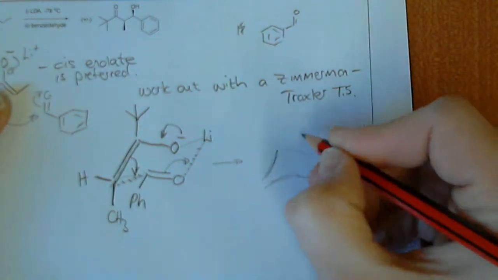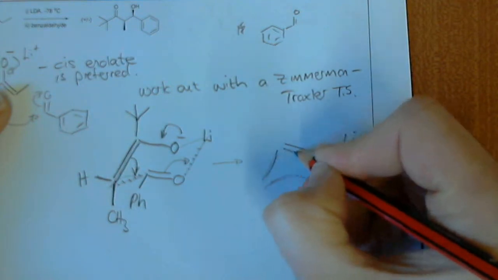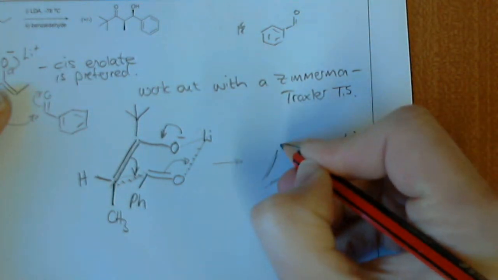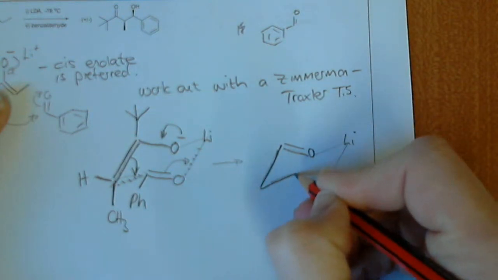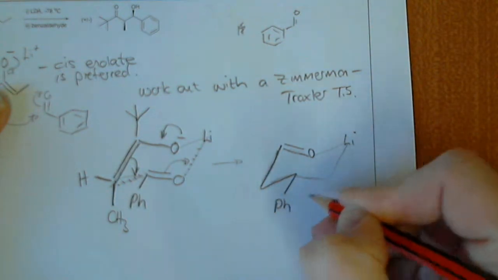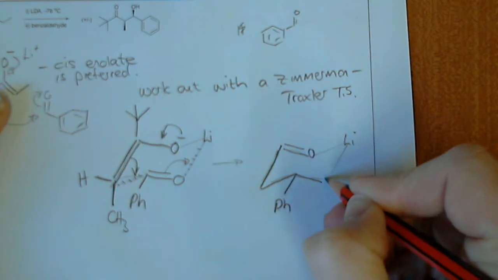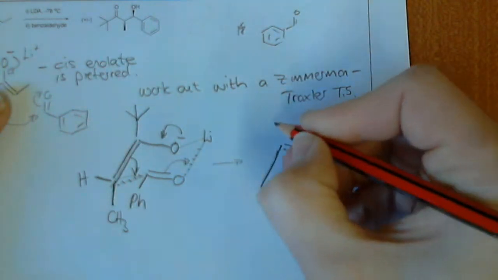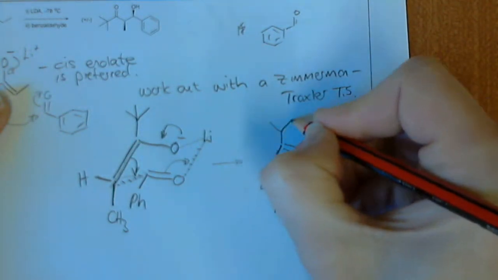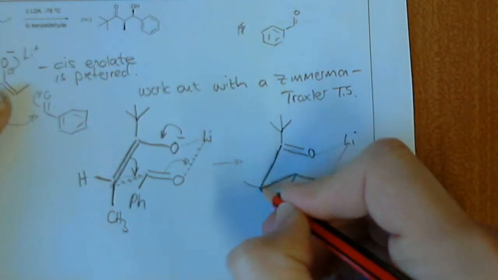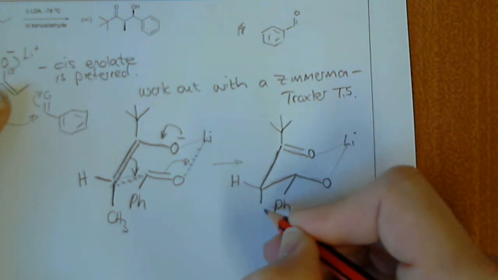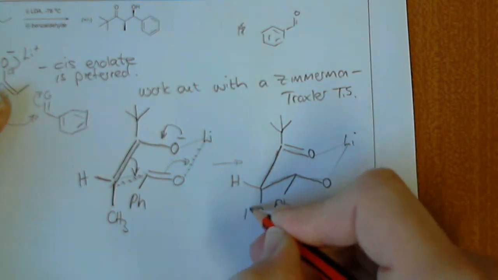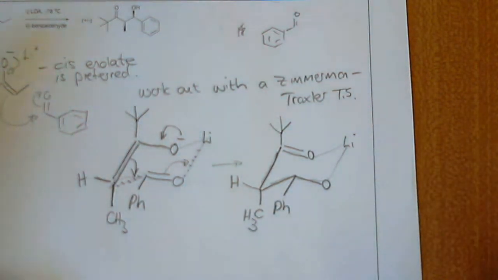So lithium goes there. We've now got a double bond to this oxygen. We're going down to there. This bond is connected. This goes to the phenyl. This goes to the O. This up here goes to T-butyl. Got an H going out there and a CH3 going down there.